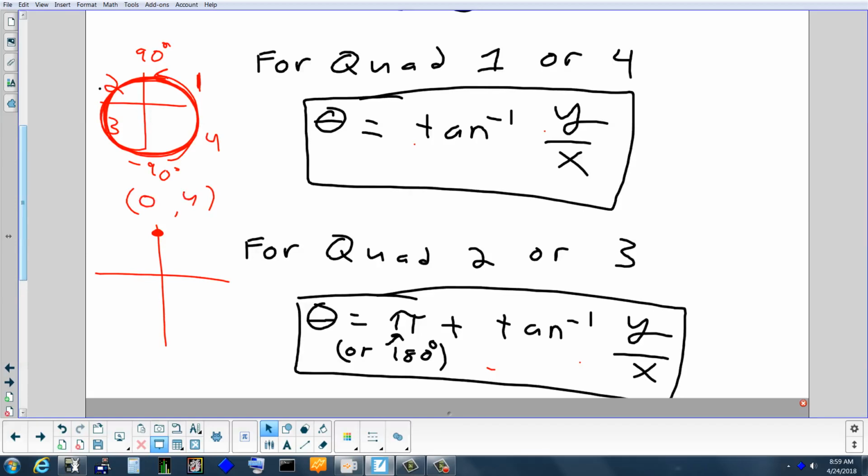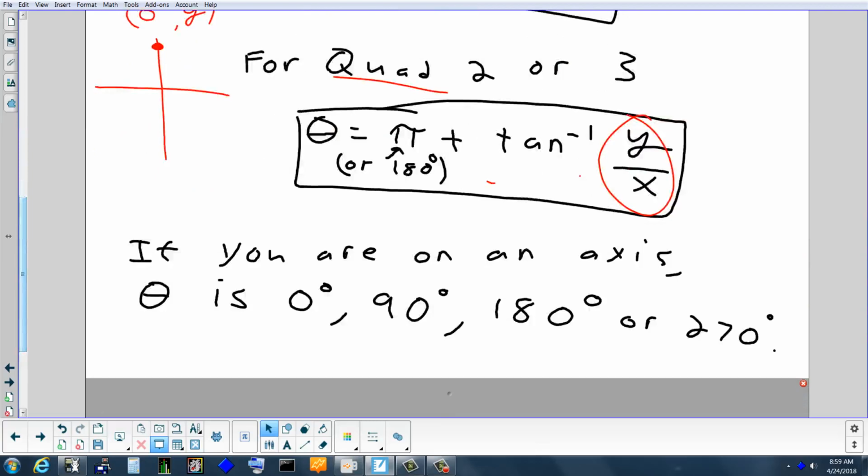How far up is it? I don't know. It's up. 2 units, 5 units, whatever you want it to be. But the point is the x value is 0. Look at what happens if you plug 0 into either one of those fractions. You would have a 0 in the bottom of a fraction. Are you allowed to have 0 in the bottom of a fraction? No, that would be dividing by 0. You can't do that. So that's why these formulas only work when you're in a quadrant. If you're on an axis, you just have to memorize it's one of those 4 answers.